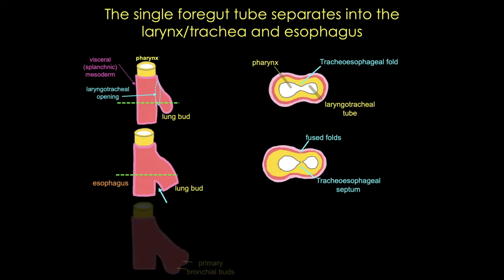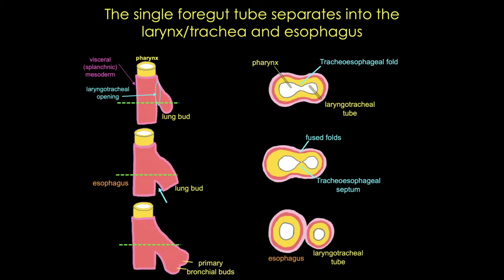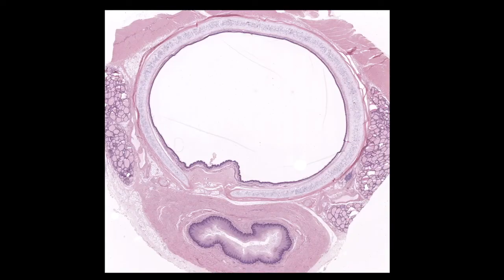Now if we look a little bit later and we look at a cross section, you can see the completely separated tubes, the esophagus and the laryngotracheal tube. Now eventually in the adult, this ends up as a trachea and the esophagus separated by connective tissue. So that tracheoesophageal septum becomes the connective tissue between the trachea and the esophagus. All right, so now we have a separate esophagus and a separate trachea.